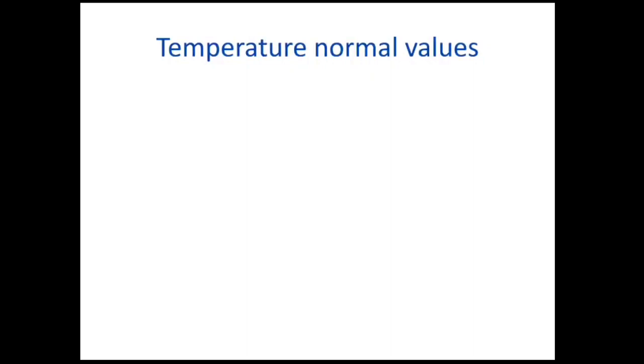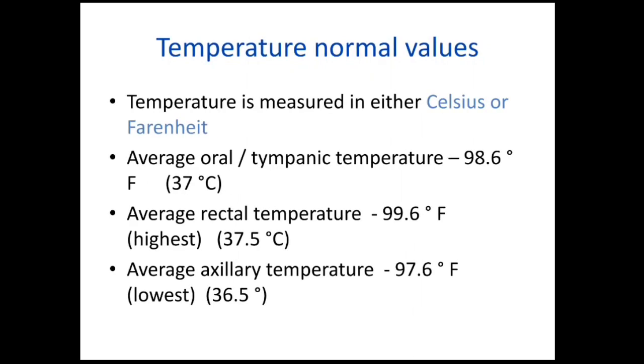Let us see the normal values of body temperature. It is measured on either the Celsius or Fahrenheit scale, and the average oral or tympanic temperature is 98.6 degrees Fahrenheit or 37 degrees Celsius. The rectal temperature is 99.6 degrees Fahrenheit or 37.5 degrees Celsius, which is the highest value, and the average axillary temperature is 97.6 degrees Fahrenheit or 36.5 degrees Celsius, which is the lowest.